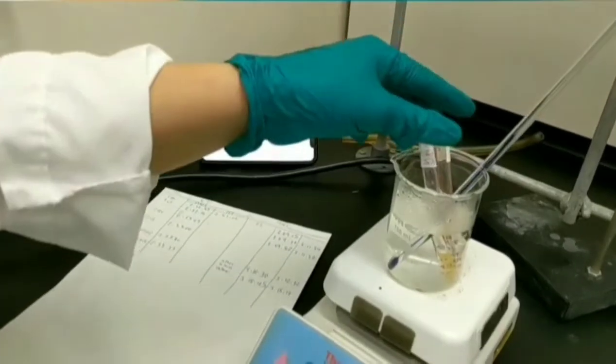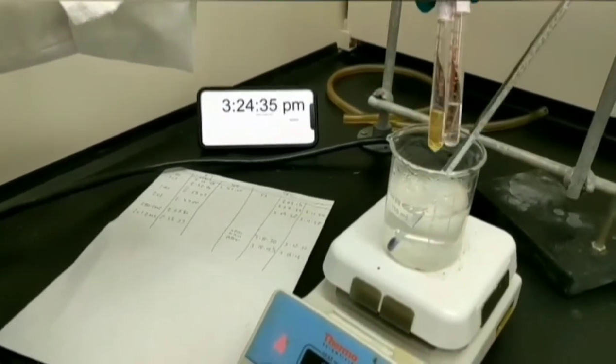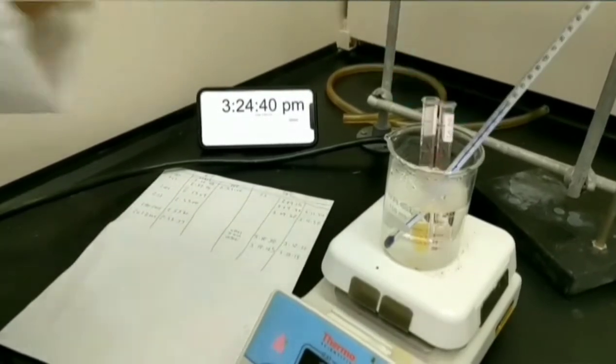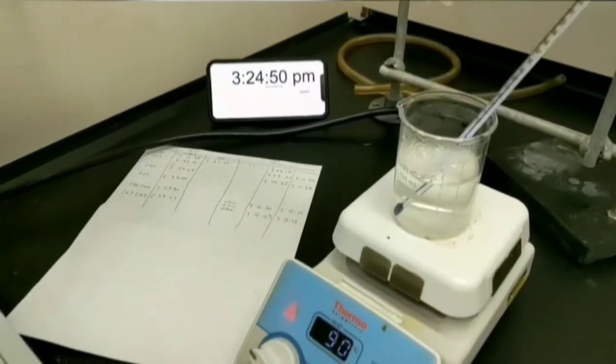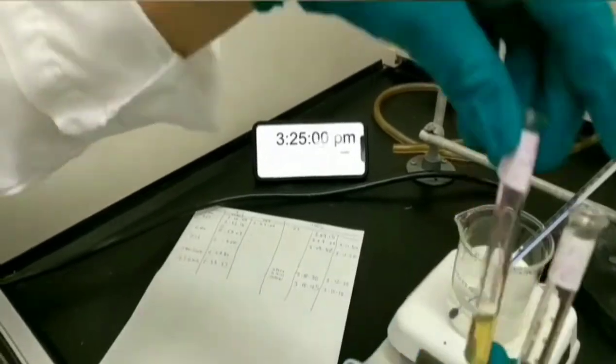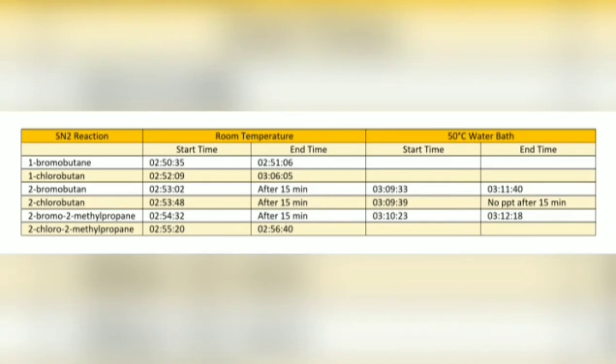After 15 minutes, I'm back to check the test tubes. As you can see, there is no cloudy solution or precipitation for 2-chlorobutane. Eventually, you can report that because of no precipitation, this substrate cannot react with the nucleophile through SN2 reaction. This table shows the final results of starting and ending times for SN2 reactions. By subtracting these end and start times, you can find the time of each reaction.